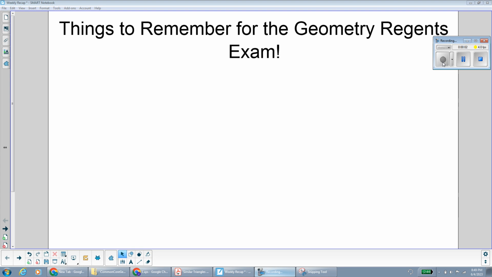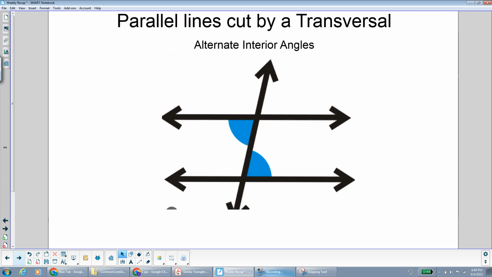In this video, we're going to talk about some important things to remember for the Geometry Regents exam. So the first topic that we're going to talk about in this video is parallel lines cut by a transversal.